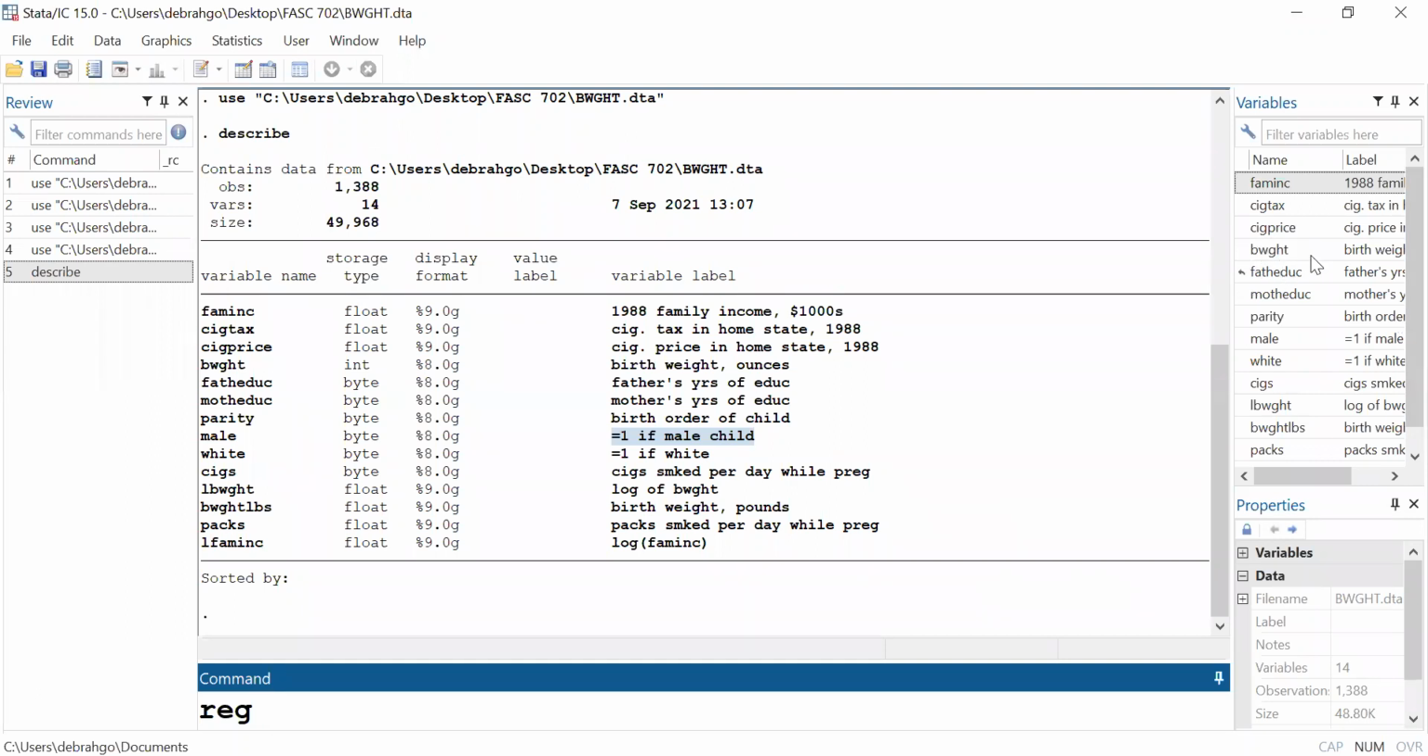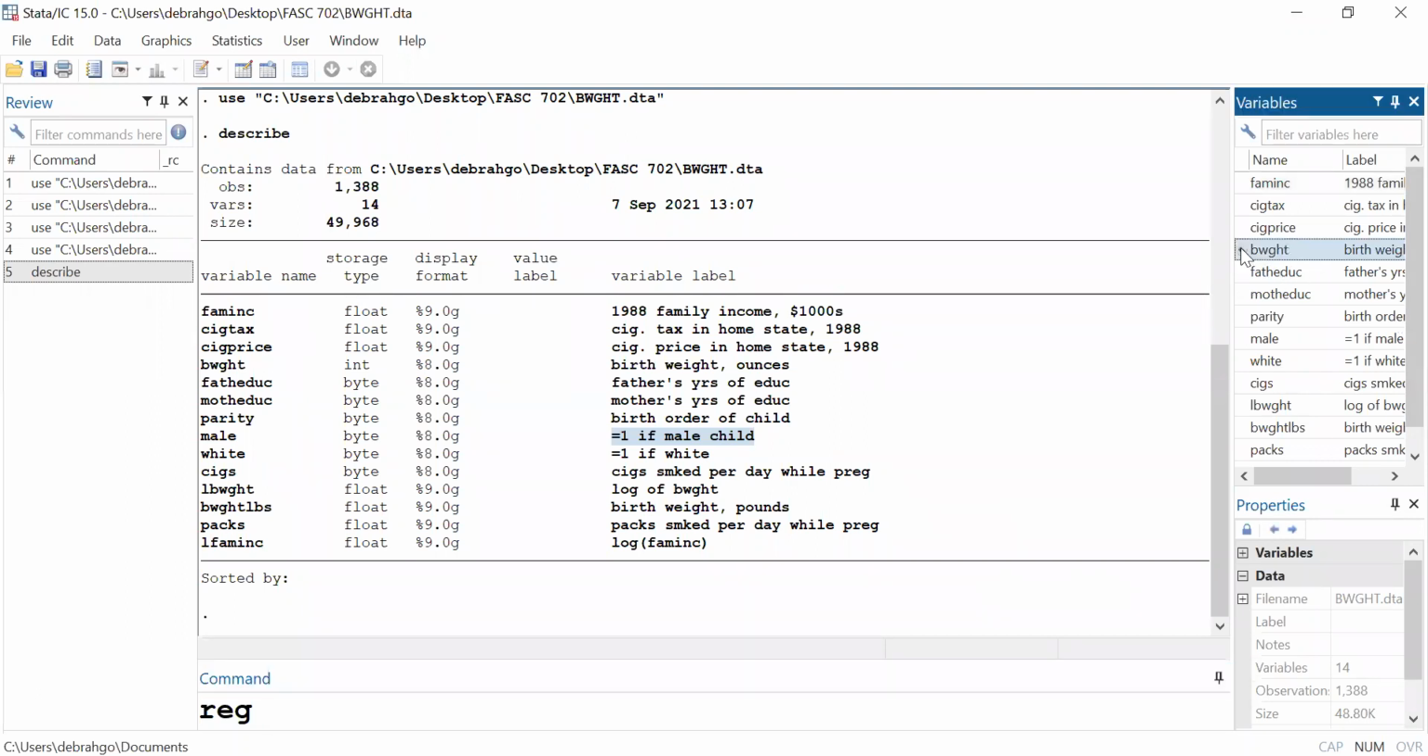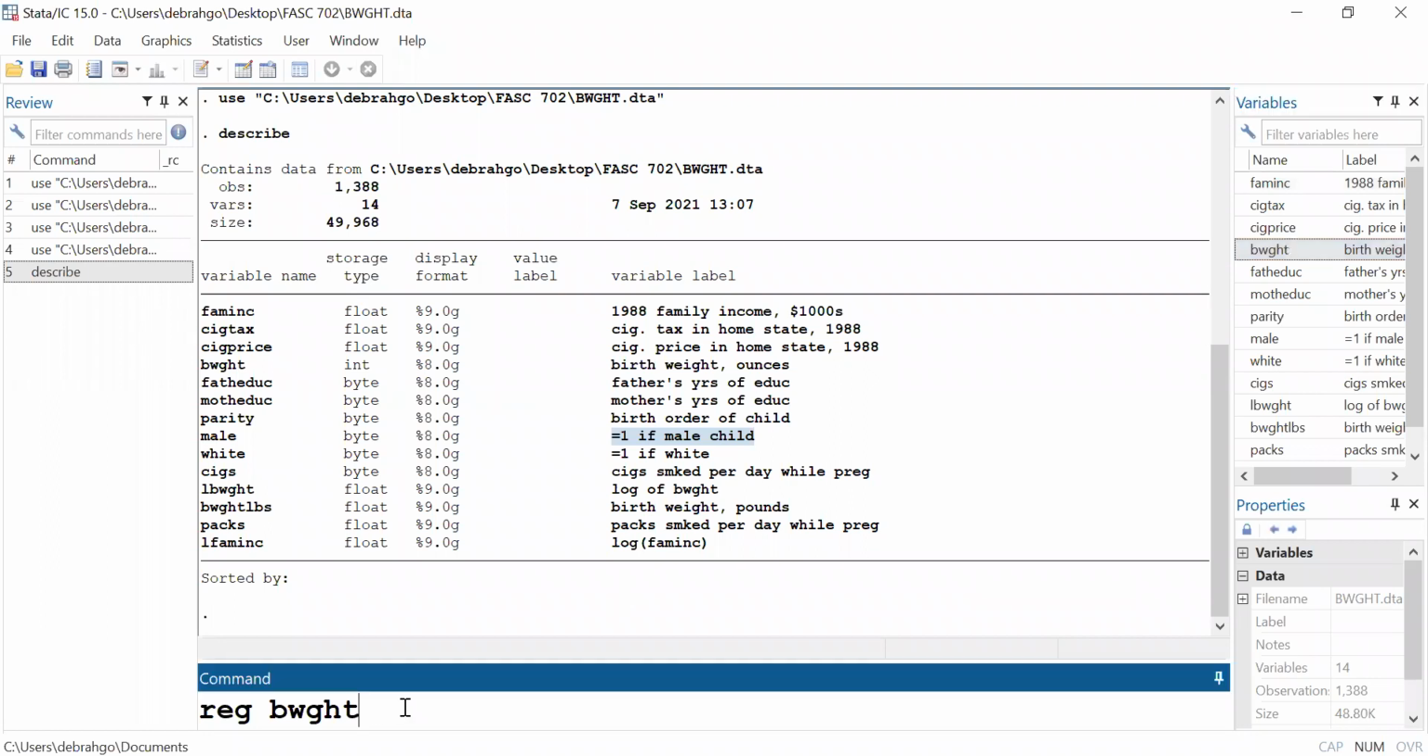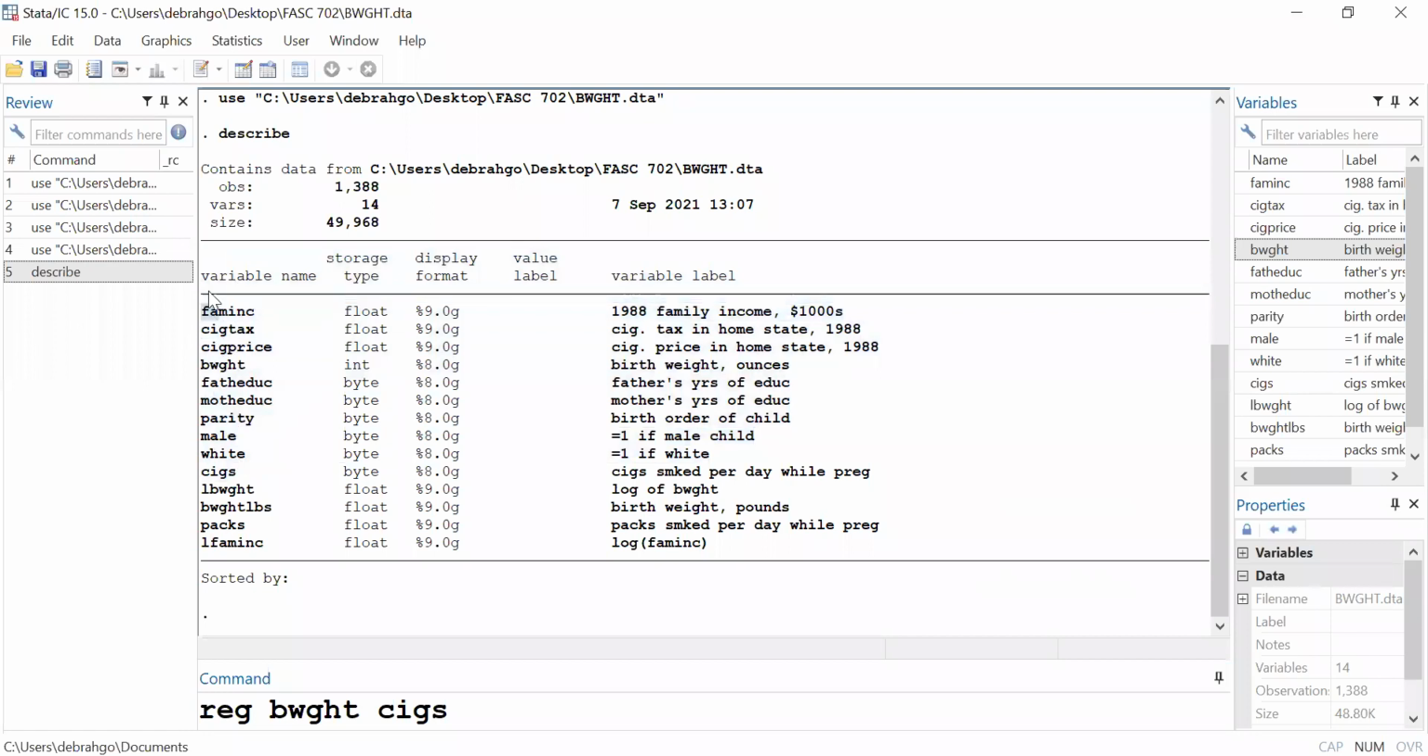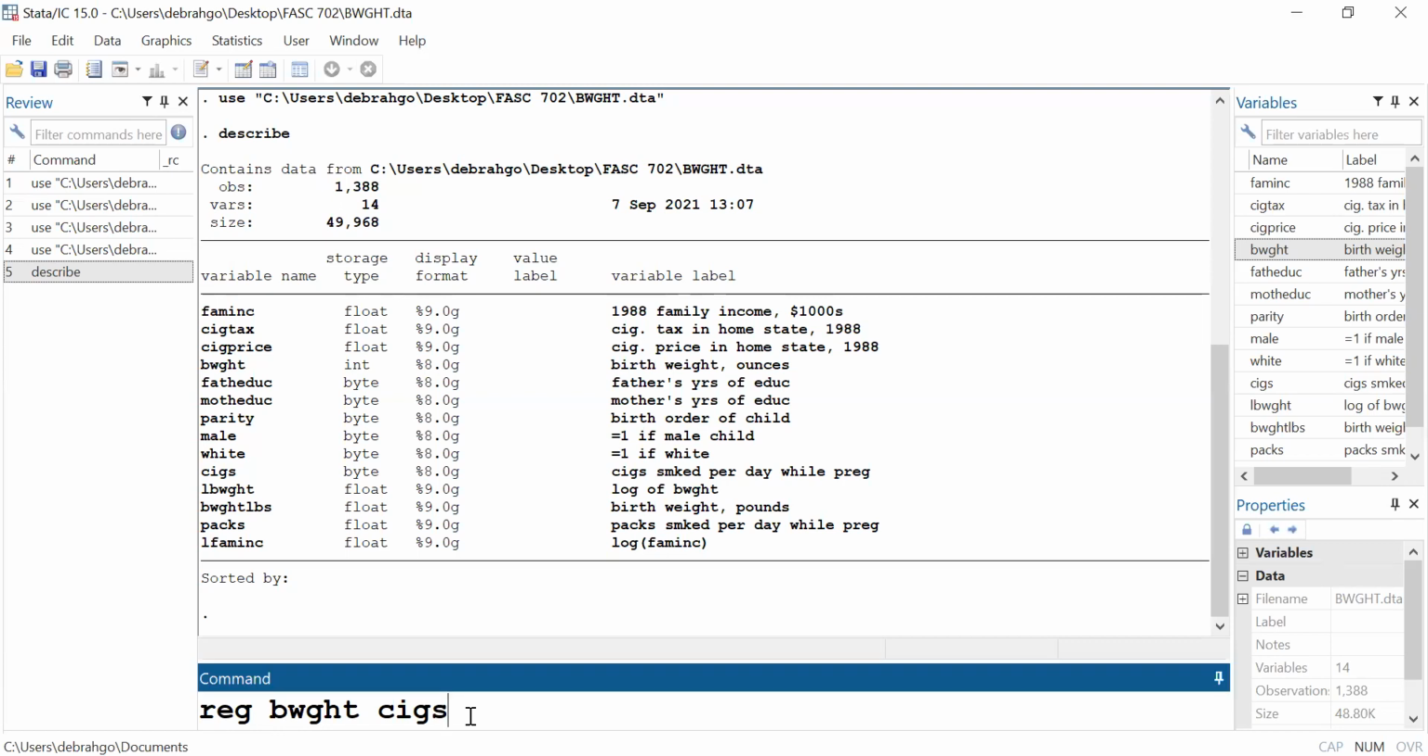If you look at the cursor, I can either click here to bring the variable, or you type it the way it's coded, birth weight. You can type BWGHT. So I'm regressing birth weight on cigarette. You must type them exactly how they are coded in the data, so you can pick them from the left-hand side here. We are supposed to regress birth weight of a child on the amount of cigarette the mother smoked.